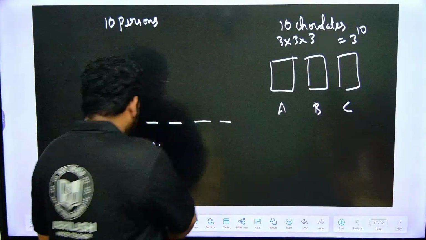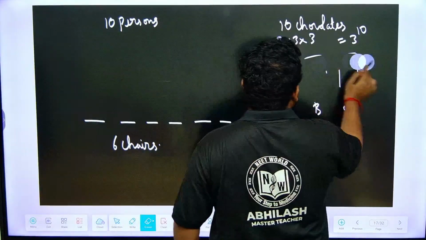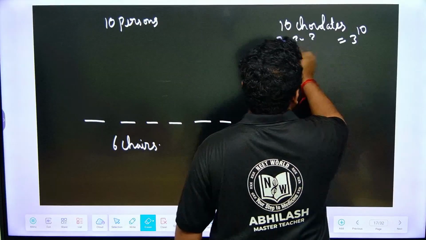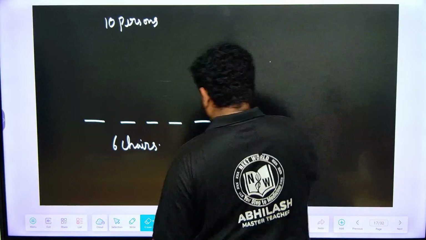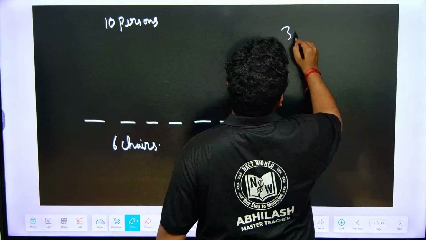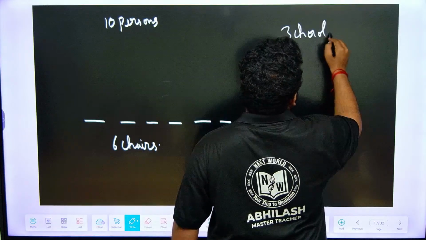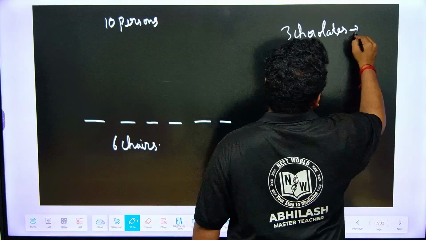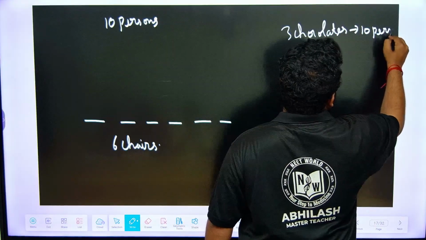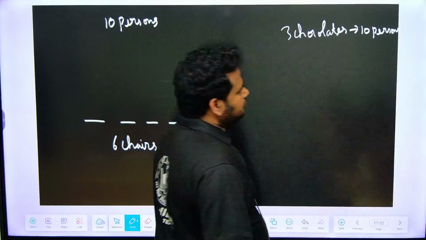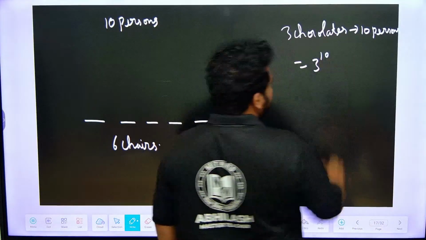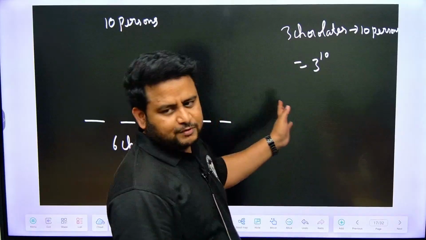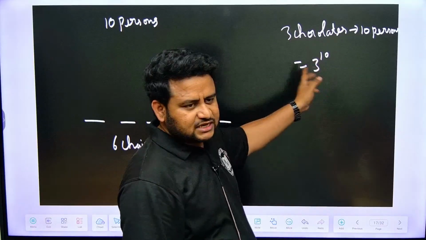Next question is, if I tell this in a simple way for you: you have to give 3 chocolates to 10 persons. How many ways can you do it? The answer will be 3 power 10.